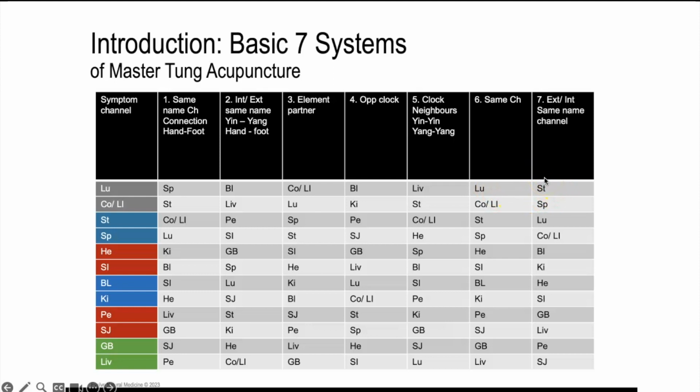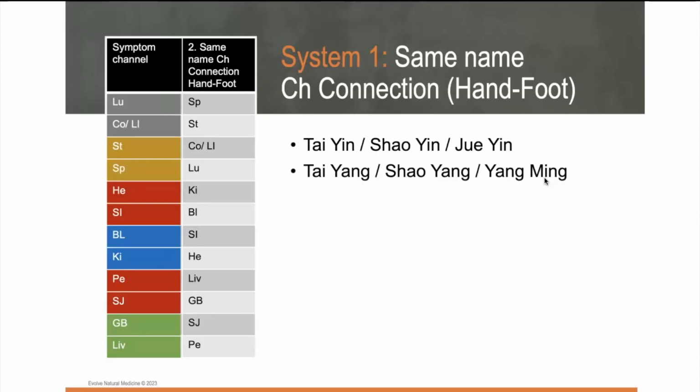So we're going to go through each of these systems to help you understand it a little bit better. What we're looking at in system 1 is essentially the same name channel connection, and we balance between the hand and the foot, so we go almost like opposites. If we look at the symptom channel in the first one, the lung channel, it's Tai Yin hand, and it will be balanced by Tai Yin foot, which is the spleen. When we're looking at the colon channel, large intestine, Yang Ming hand will be balanced by Yang Ming foot. When we're looking at the stomach channel, again, it's basically reverse.